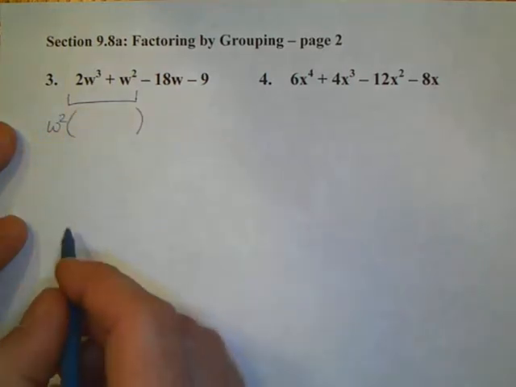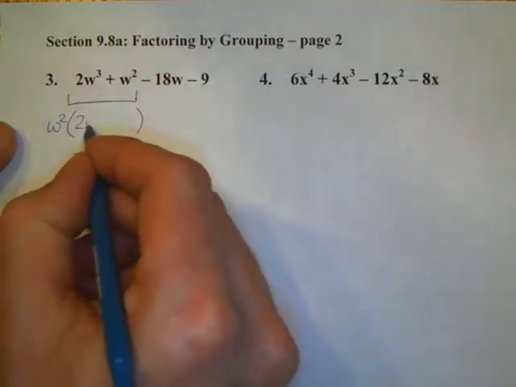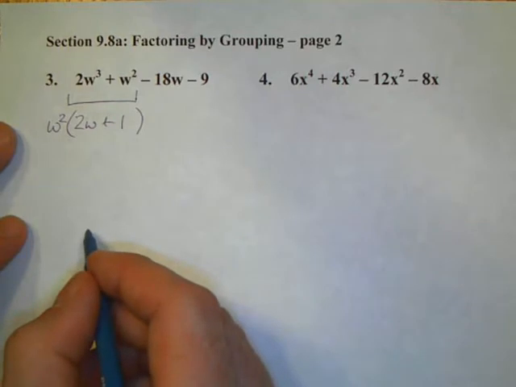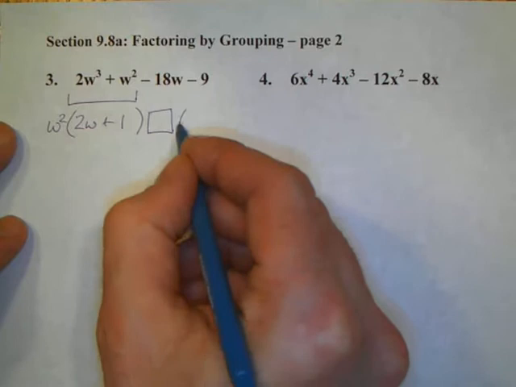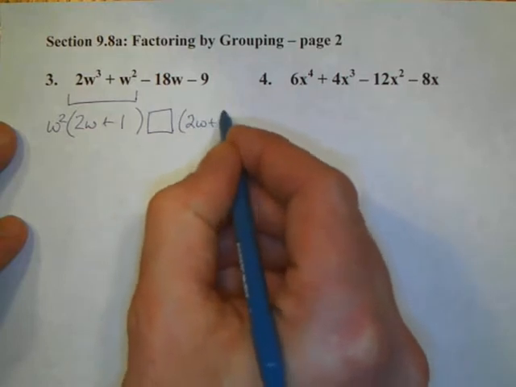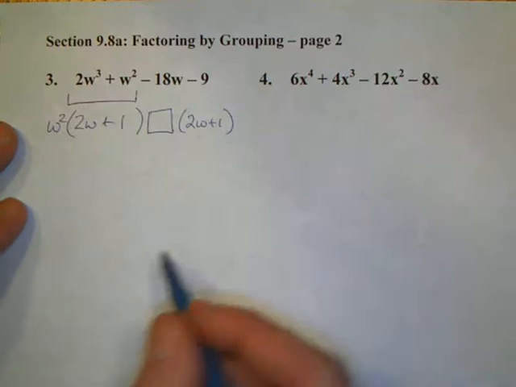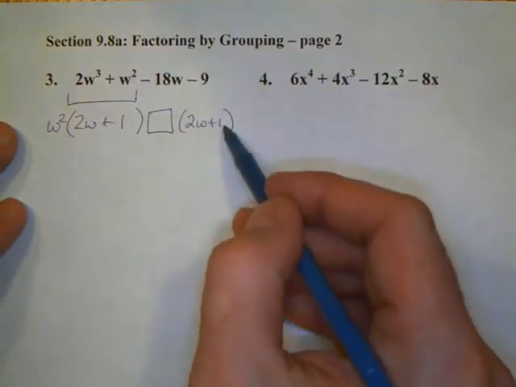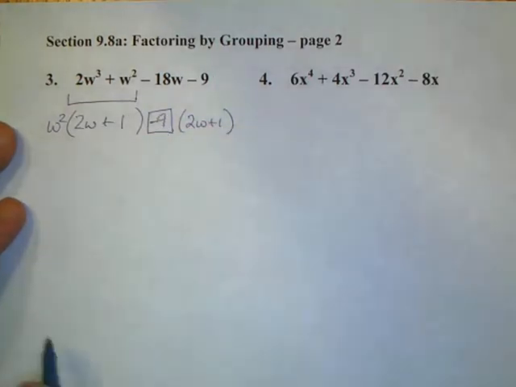w squared times what is 2w cubed plus w squared? Well, w times 2w plus 1 is our first part. Now we put down our box and our remaining 2w plus 1. We say to ourselves, what's going to go in our box? The easy way to think about that is to say negative 9 divided by 1 is what? Well, that's negative 9, and that's what goes in our box.